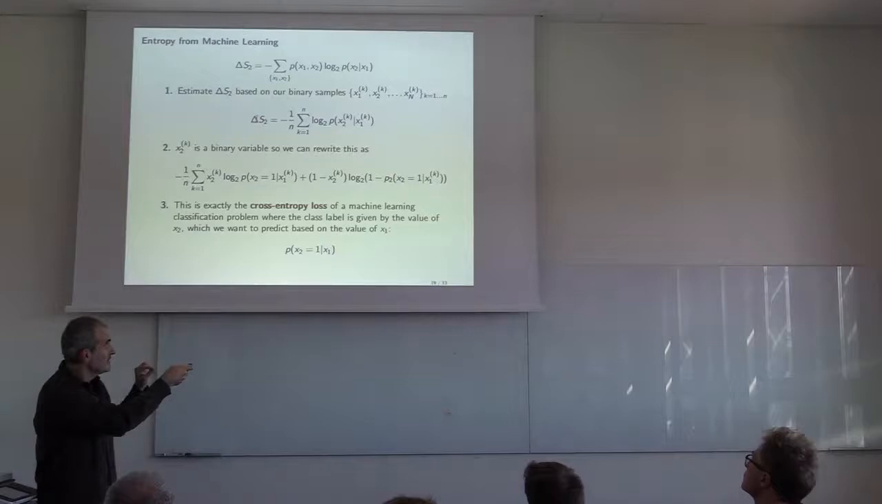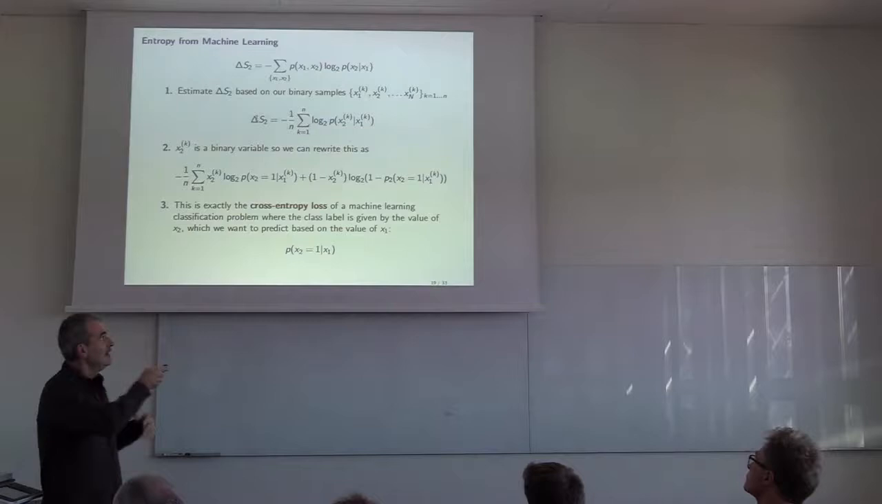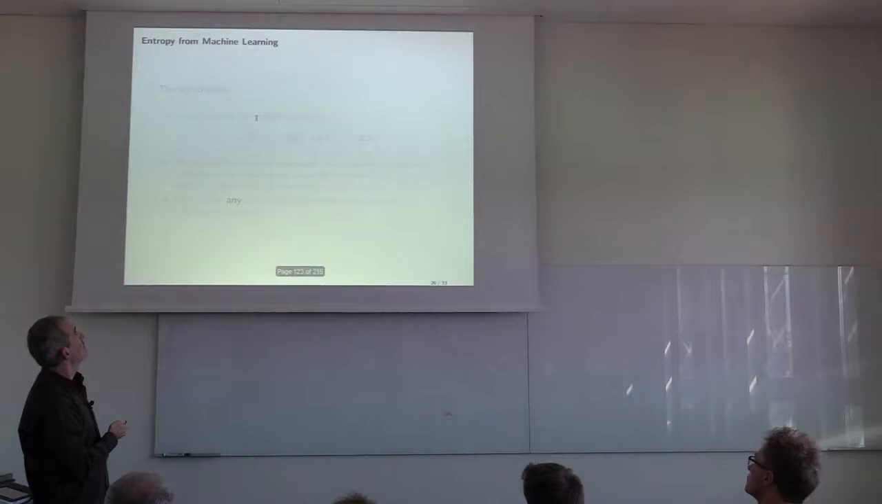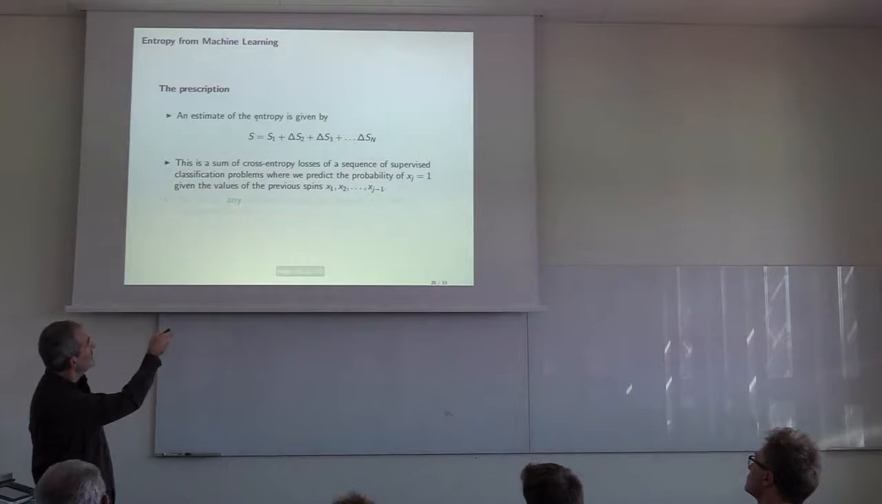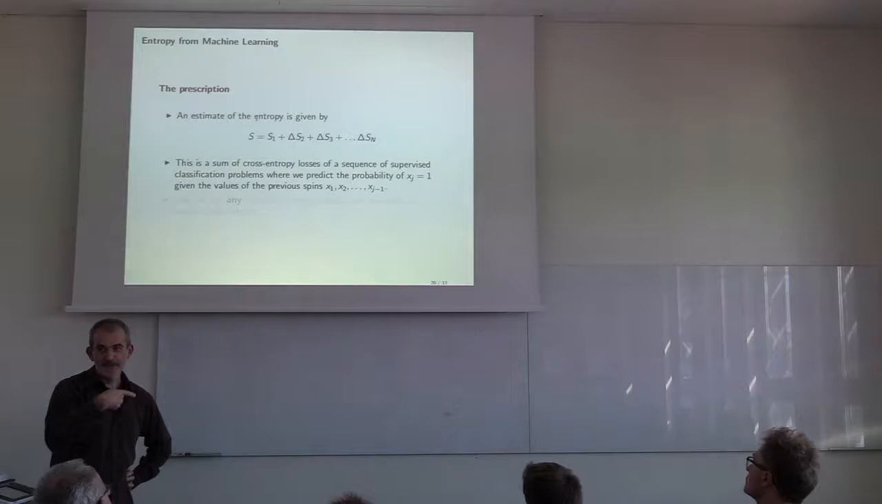What enters here is exactly p of x2 equal to 1 conditioned on x1, which is just the simplest example of the classification problems which I mentioned before. And the contribution to the entropy is just the cross entropy loss of this classifier. So the prescription for computing the entropy is as follows. The estimate of the entropy is given by a sum of those n terms, where each term is the cross entropy loss of a supervised classification problem where we try to predict the probability of xj equal to 1 based on the j minus 1 previous spins. And we just do it iteratively, and so on.